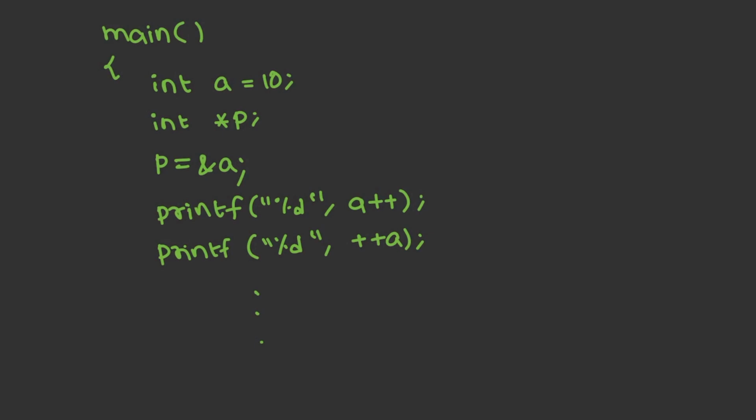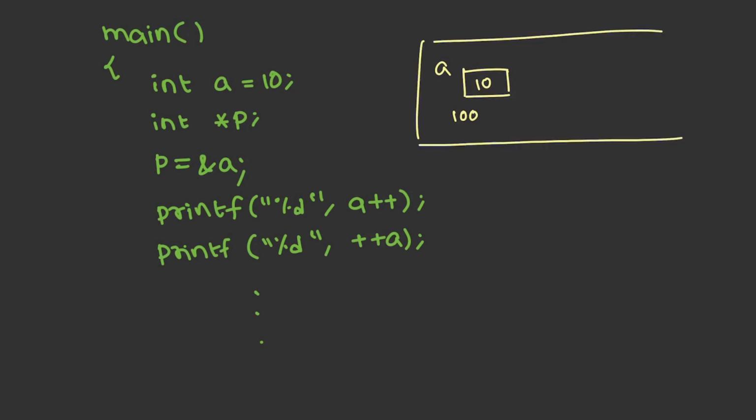Consider the main function and a variable A has been declared. The value is 10, consider it is at memory location 100, and this is inside the stack, happening inside the main function. Now a pointer has been declared. Let's say this pointer is at the address 200 and the pointer is storing the address of A. So the pointer is having 100.